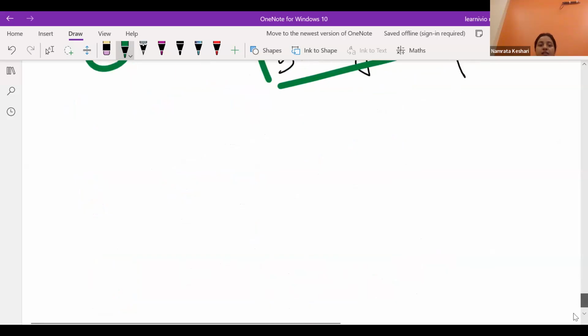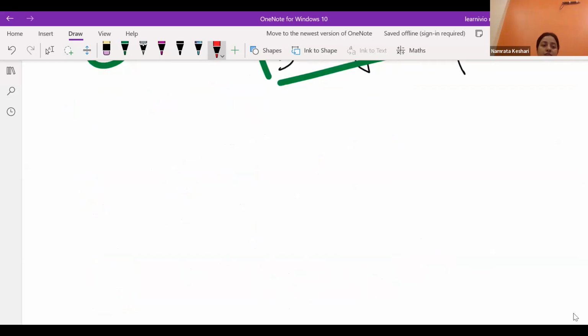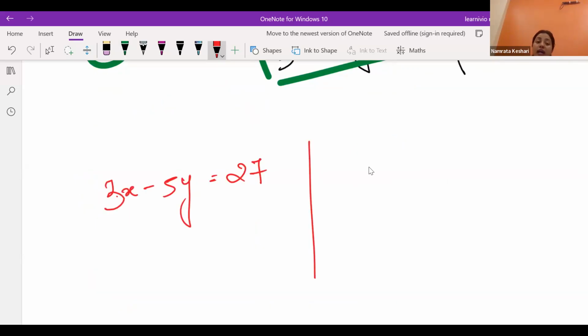Yeah, I'm saying that once we have an example, just 3x minus 5y is equal to 27. Suppose this is the equation we have, and the instruction is to write it in standard form. So we will recall that standard form looks like this. This is the standard form of linear equation in two variable.